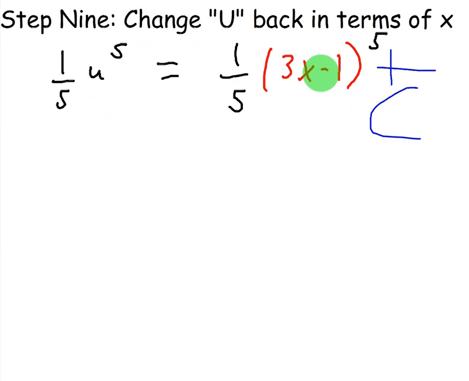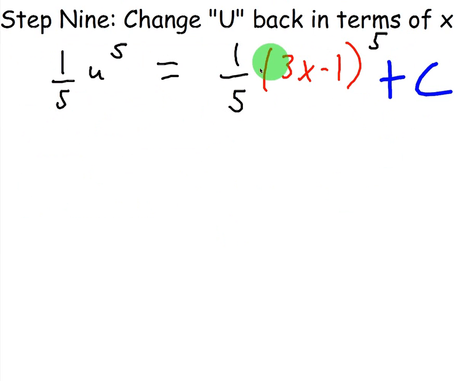And so that leads us to step 9, change u back in terms of x. So we'll replace that u with 3x minus 1. Again, that's to the 5th power, all plus c. Again, I'm not happy with the way that plus c came out, so I'll draw that real quick. All right. Now this is our answer.